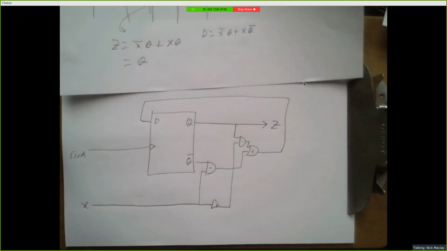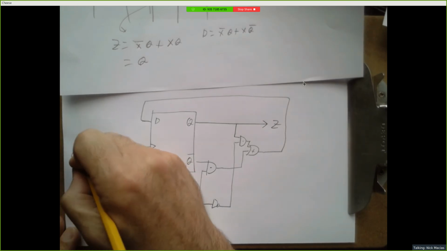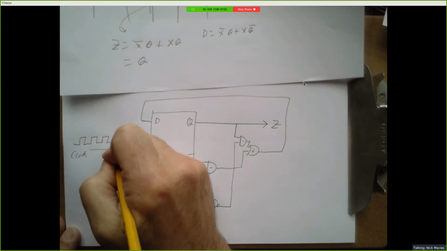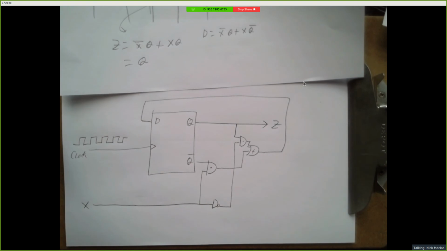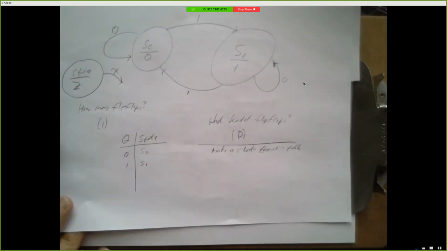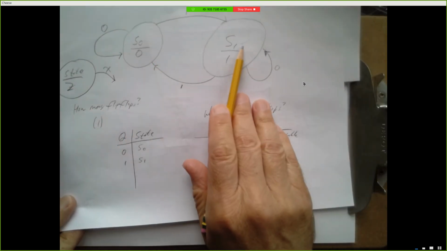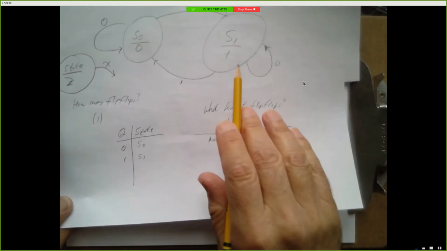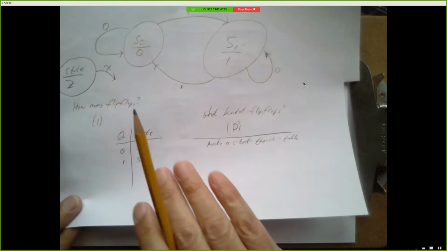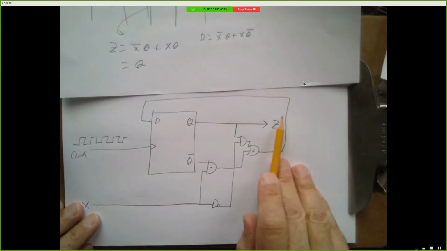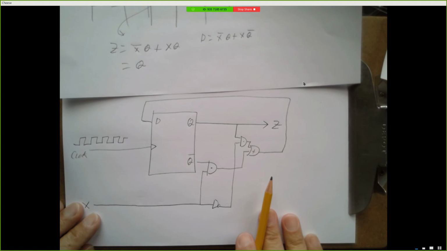Okay, put power on, start putting a pulse train into the clock. This is just coming from, you know, a 555 timer or something. And if I happen to be in state 0 and my input is 0, I will stay in state 0. And if I raise X to a 1, what's going to happen? I'm going to jump to state 1. And if I keep my input at 1, the next clock tick, I'll jump back to state 0. And my output will be toggling between 1 and 0.